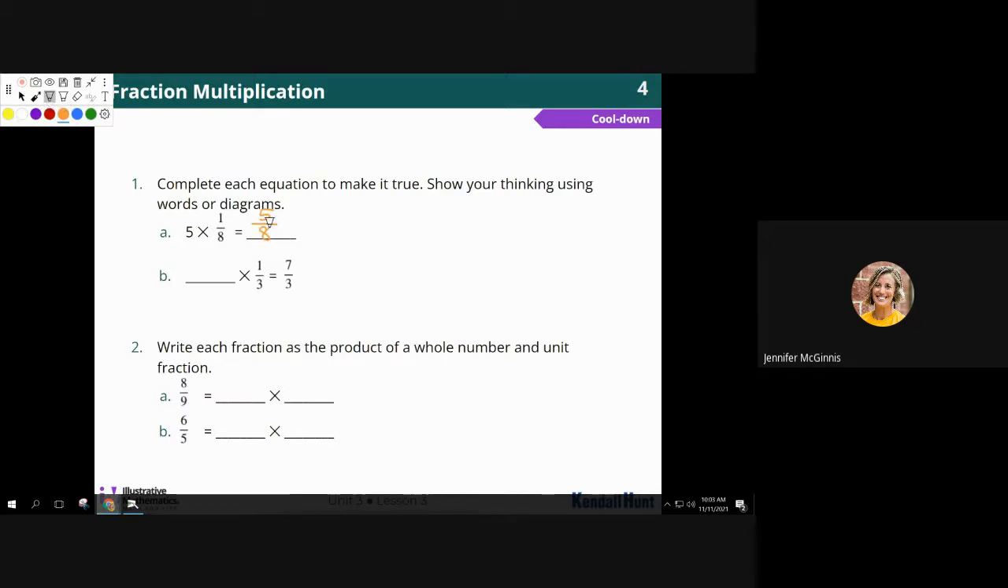Can you draw me a picture? Can you tell me what to draw? Let's draw a diagram. 5 circles. 1/8 in each circle. Let's count the 8s together, everyone. We have 1/8, 2 8s, 3 8s, 4 8s, 5 8s. Check it out.